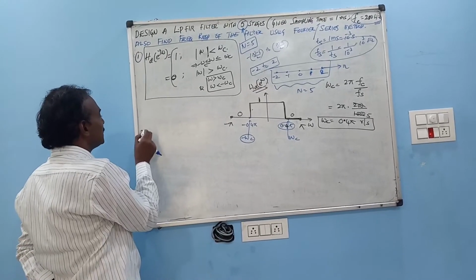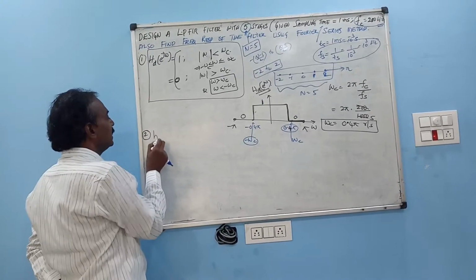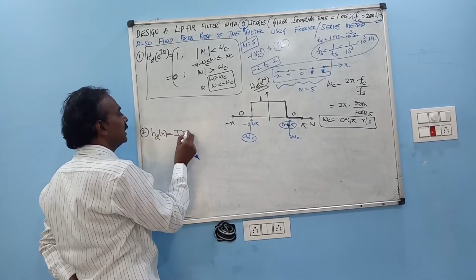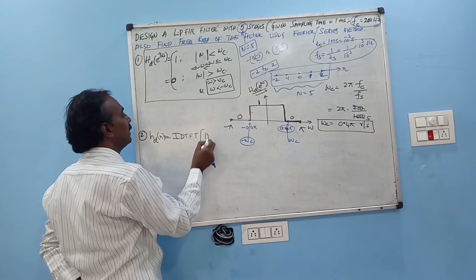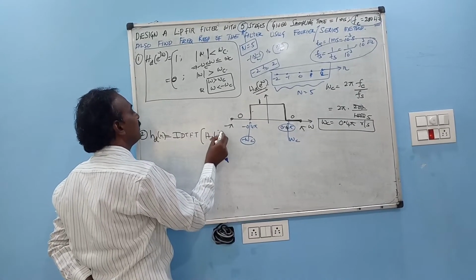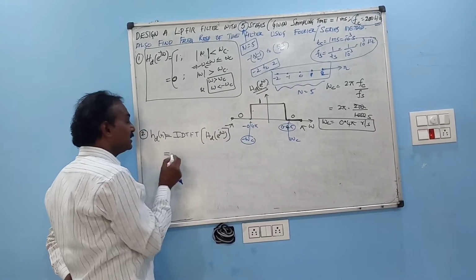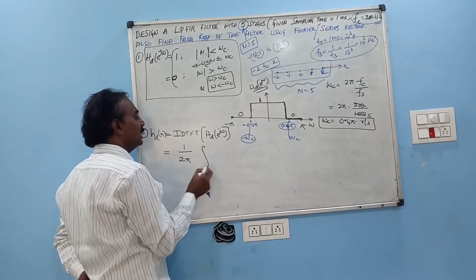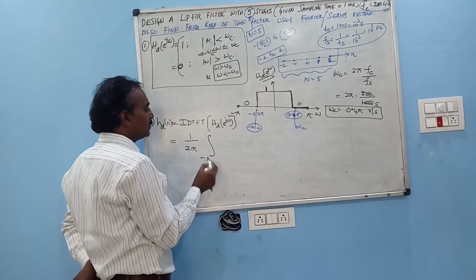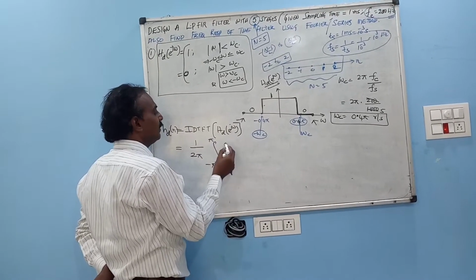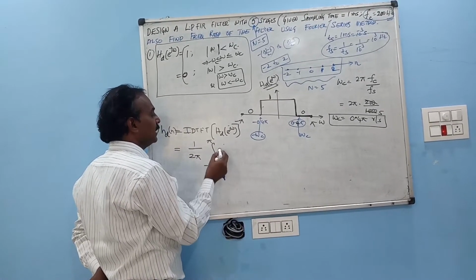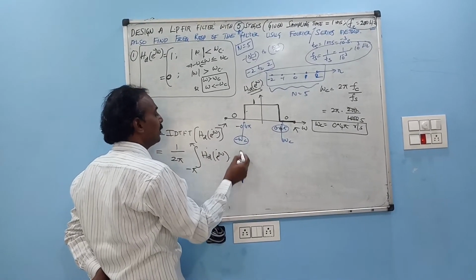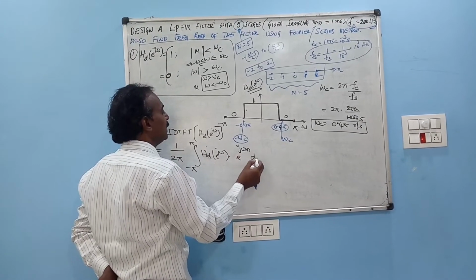What is our second step? What do we try to do? We find HD of n. How do we get HD of n? By the inverse DTFT of this capital HD of e power j omega. The inverse DTFT formula is simply 1 by 2 pi times the integral from minus pi to pi of capital HD of e power j omega into e power j omega n d omega.